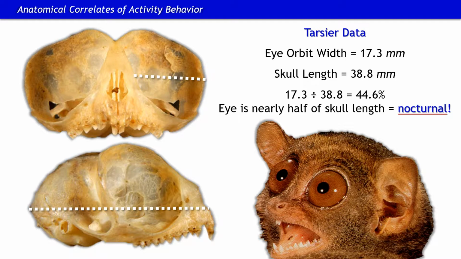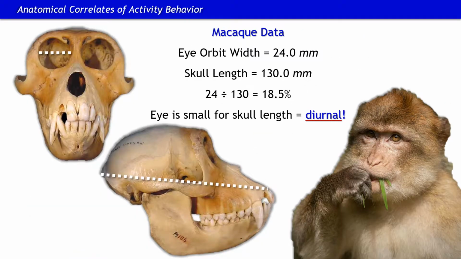So let's take a look at a day-living primate. And this time what I did was I measured out a macaque. So I took the eye orbit width, 24 millimeters, this is a much larger animal, and I took the maximum length of its skull, 130 millimeters, and I did the calculations. The eye is small for skull length, about 18%, and this nicely accompanies being diurnal, and we know these primates are diurnal.